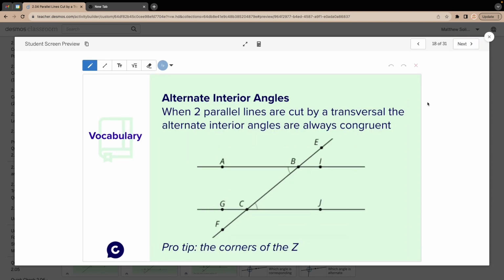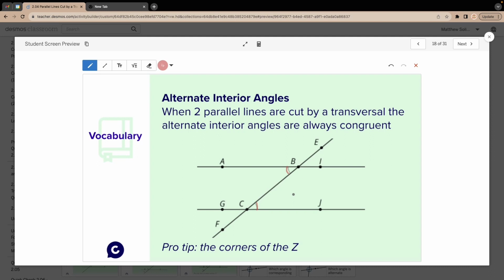Next big vocab word is alternate interior angles. I'll give you a tip in a second. It's going to be confusing, but I promise I'll give you a pro tip that'll make life easy. Alternate interior angles happen when we have two parallel lines cut by a transversal. The interior, it's like inside the parallel lines. And alternate means it crosses over the transversal. So here's the transversal. So one's on this side on the inside, one's on this side on the inside. We call these alternate interior angles.